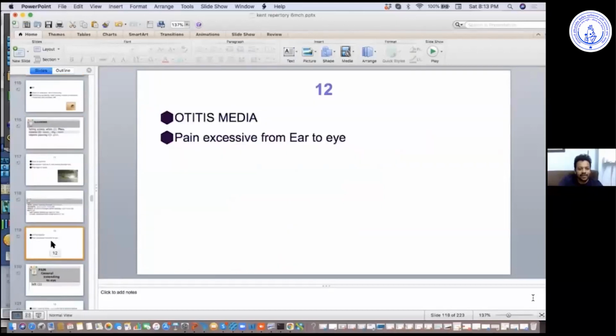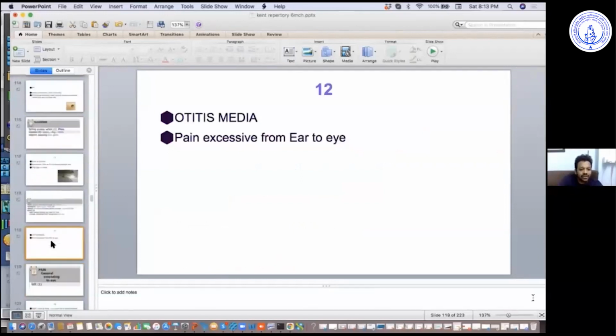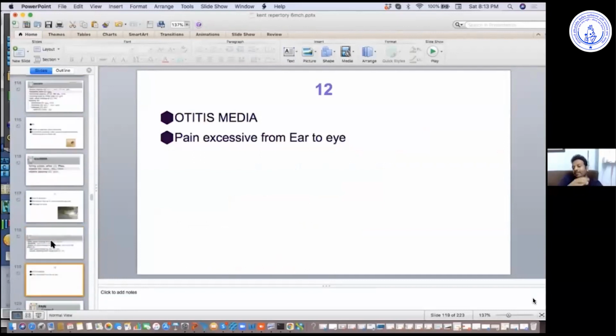Okay. The patient tells you, doctor, when I get this pain, the pain is very, very extensive in the otitis media, and it goes right from the left ear to the eye. When I get this infection in the ear, the pain comes from the left ear to the eye. What is the rubric? Tell me. Come on.